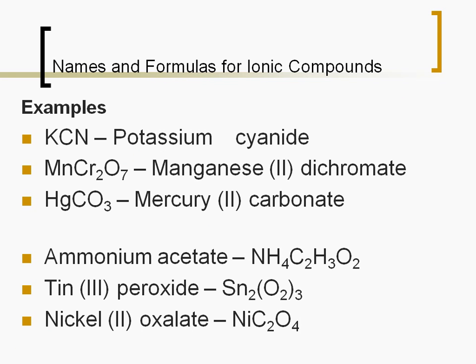So KCN, K is potassium, and CN is cyanide. Cyanide has a -1 charge, potassium has a +1 charge. They cancel each other out. Potassium cyanide, and potassium only has 1 charge, so that's how you write it. This is an element metal called manganese, which is colored. It has more than 1 charge, and this is what's called dichromate. And dichromate has a -2 charge. So if that has a -2 charge, that means that this manganese has to have a +2 charge. So we call this manganese 2 dichromate.